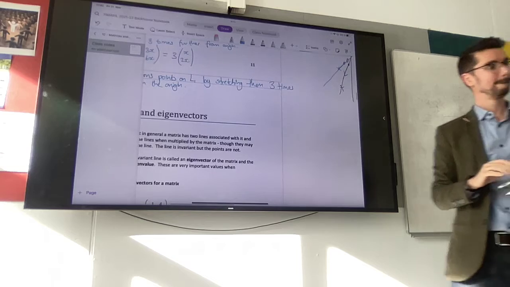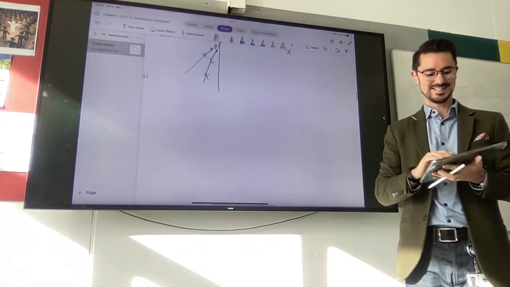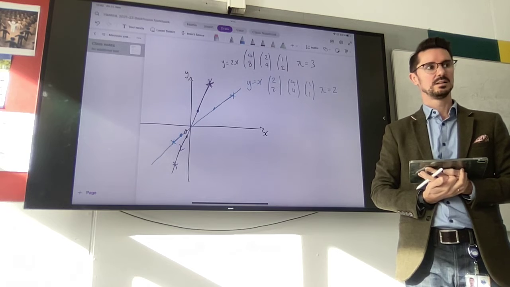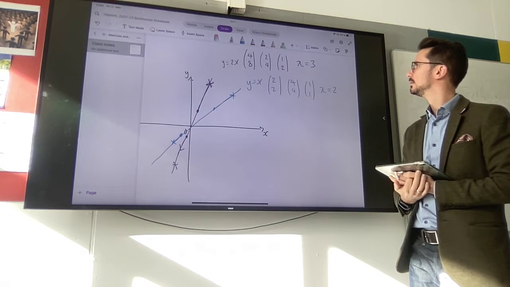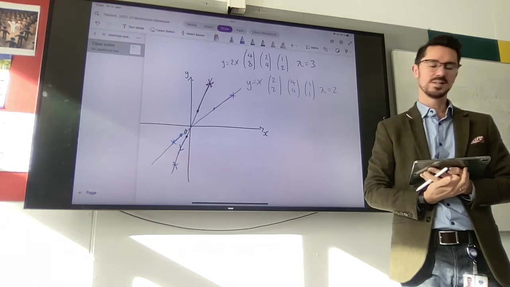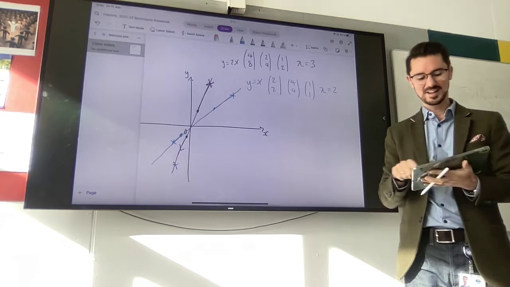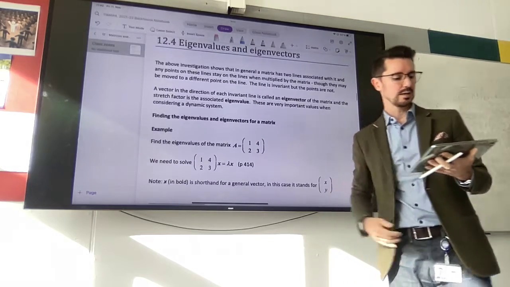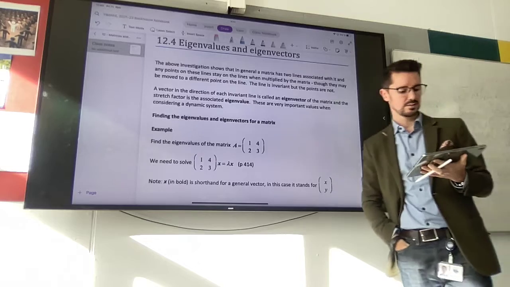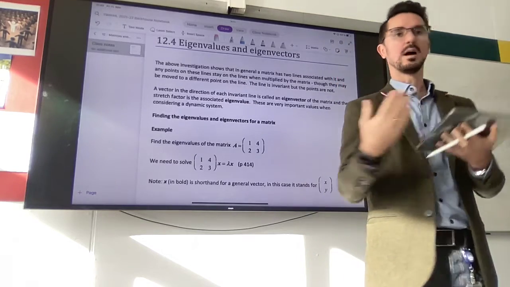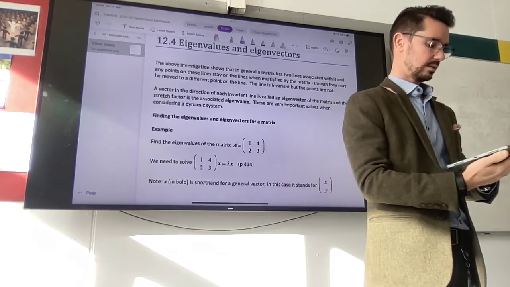Yeah. Wait, if you go back. Can it be that there's a pattern with the scale factor, stretch factor thingy? Because if it's y equals x, it's 2, and if it's y equals 2x, it's 3. Coincidence, I'm afraid. Yeah. Nice to look for these patterns, but I'm afraid that is coincidence. Okay, these are very important values when considering a dynamic system. So today we're going to look at finding the eigenvalues and eigenvectors for a matrix.